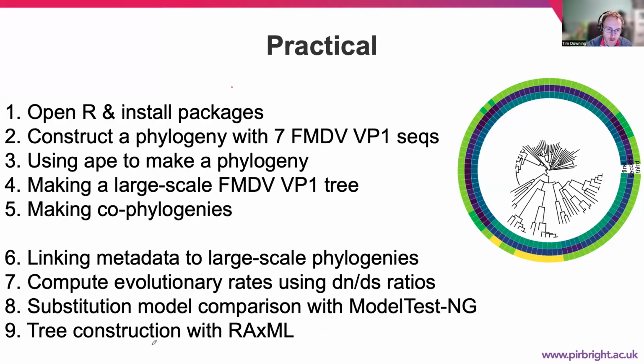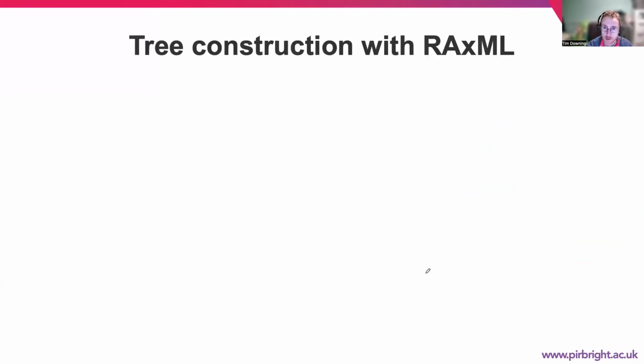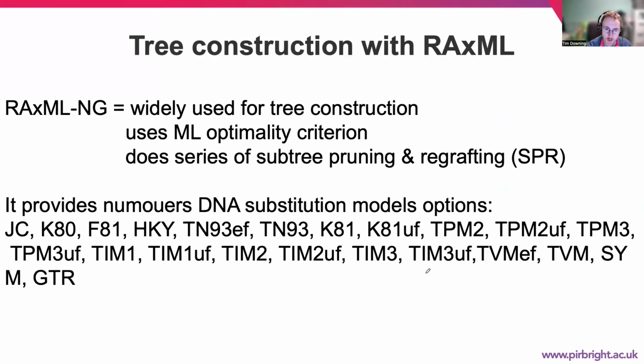So for the final part of our project, we're going to look at tree construction with RAxML on the server. RAxML is a very commonly used tool for phylogenetic reconstruction. It uses maximum likelihood approaches, as per the name. The most recent version of it is called RAxML-NG. There have been other versions that have been used as well.